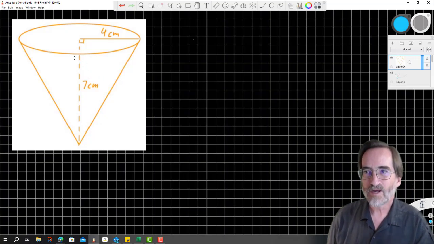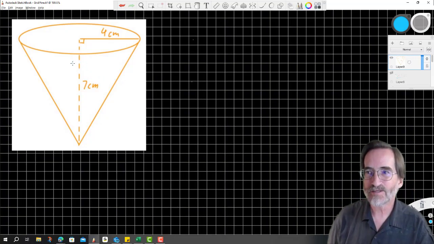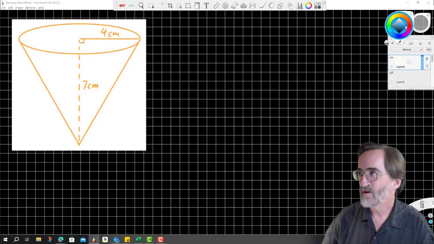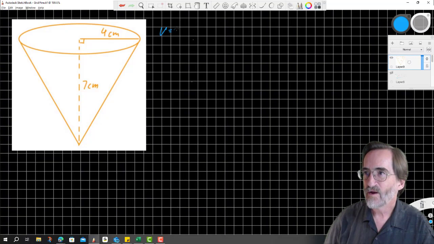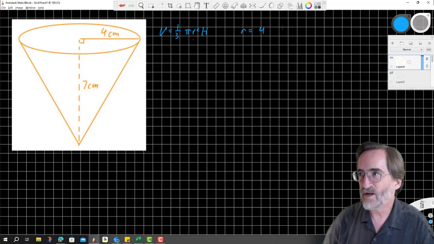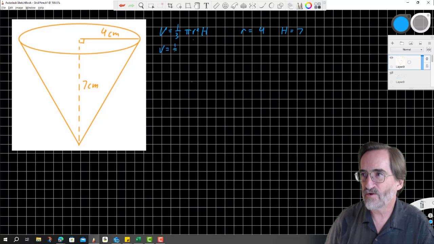All right, so here we go. So we've got a cone. Radius 4, height 7, and we want to find the volume and surface area. So volume is the same as a cylinder. It's pi r squared h but you divide by 3 or multiply by a third. That's it. So in this case, the radius is 4 and the height is 7. So volume is 1/3 pi times 4 squared times 7.